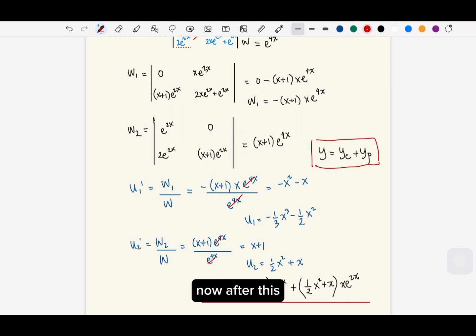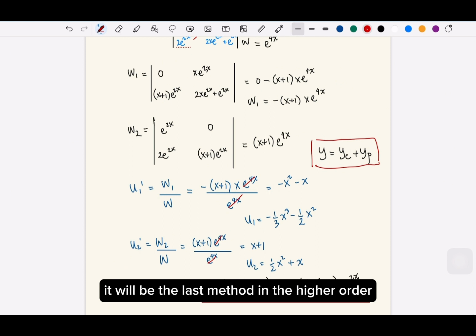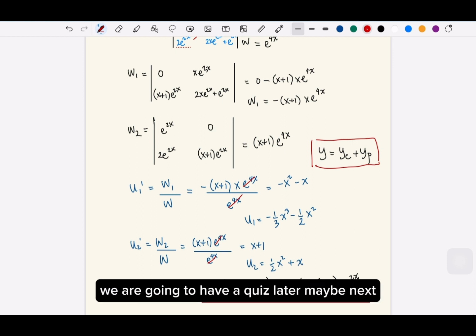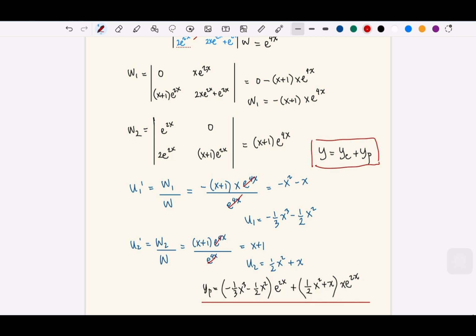Now after this, it will be the last method in the higher order. So perhaps we are going to have a quiz later. Maybe not this week, next week, but Thursday. Okay, Thursday.